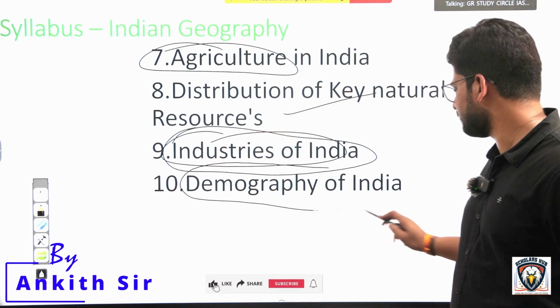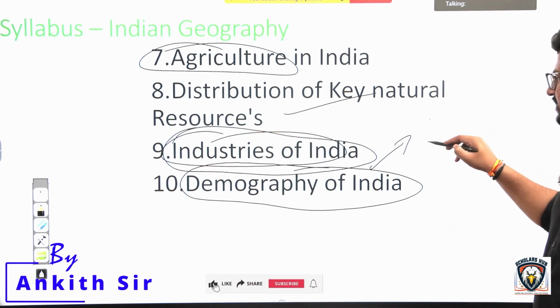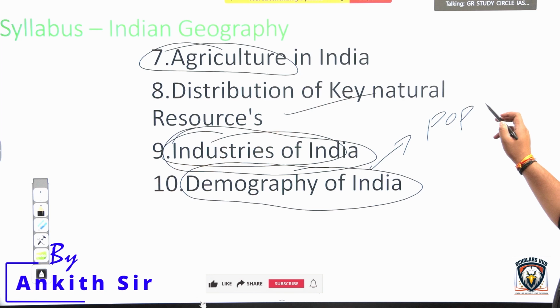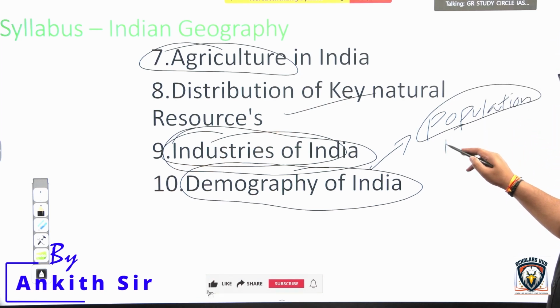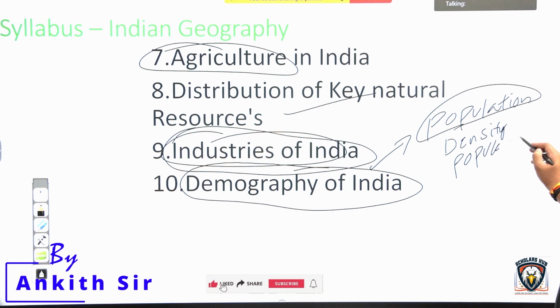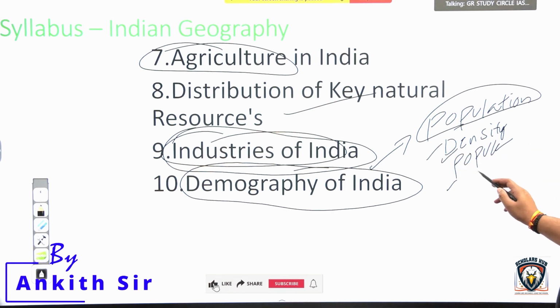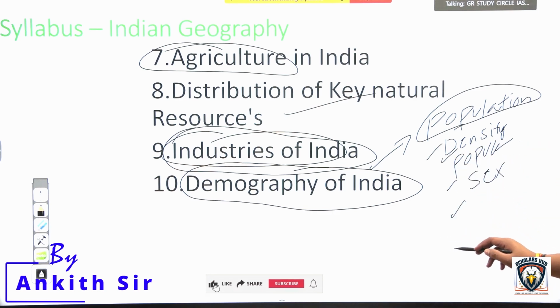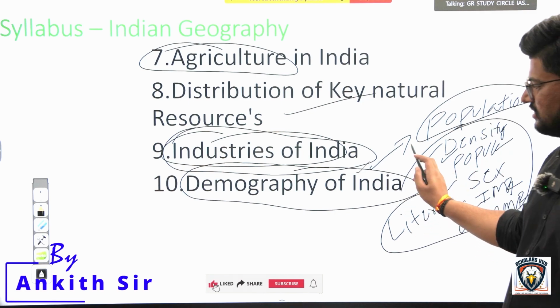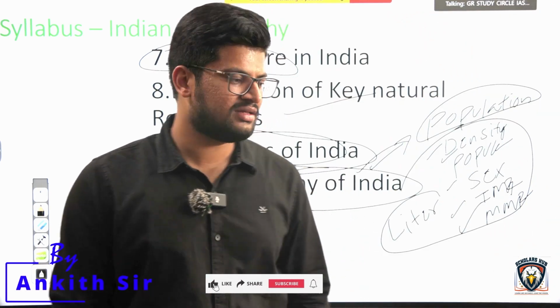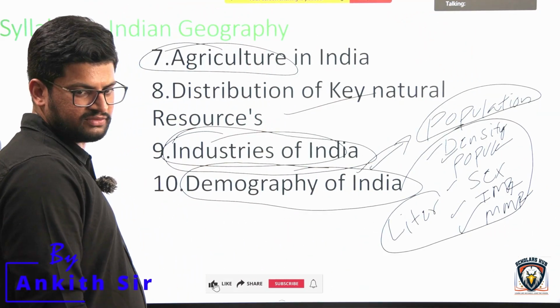And then demography of India, that is nothing but the systematic study of the population of India, where we will be discussing the density, population of the states, sex ratio, and the concepts of IMR, infant mortality rate, maternal mortality rate, life expectancy rate, literacy rate. So all these aspects we will be discussing in demography. So this is the introduction to Indian geography.